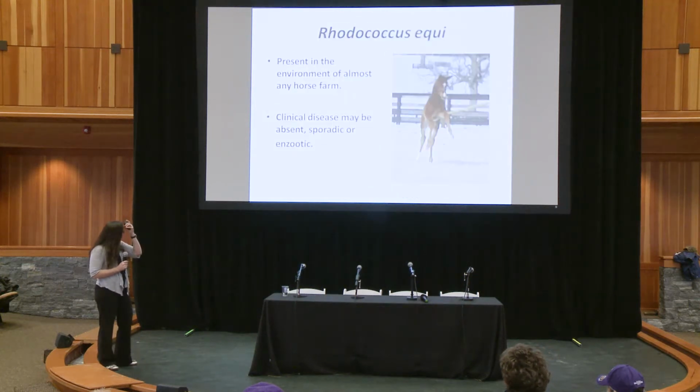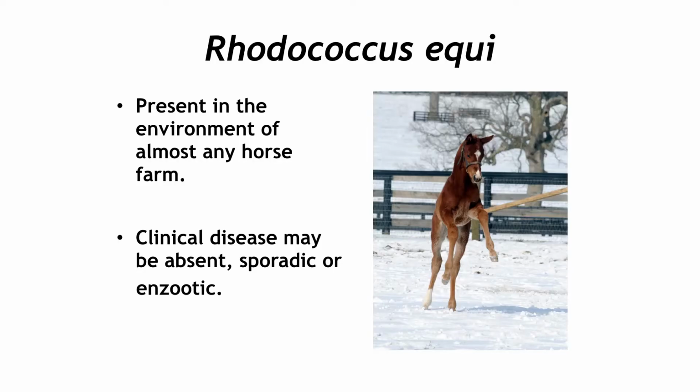So in terms of what happens on the farm, Rhodococcus is present in the environment of almost every horse farm. So I think we're fooling ourselves if we think we're going to keep it off of our farm or that it's not already there. But how bad the disease is on your farm is extremely variable. So it can either be completely absent, sporadic, or enzootic, meaning you have cases every year.